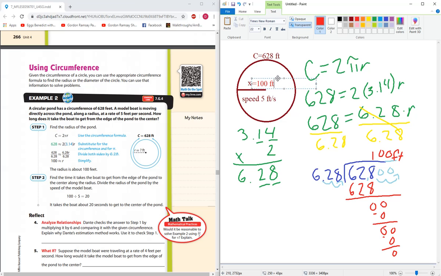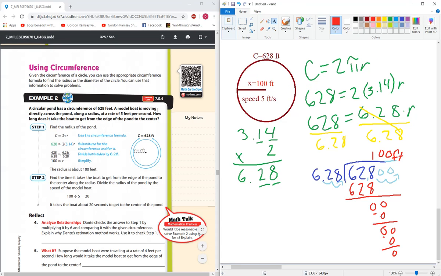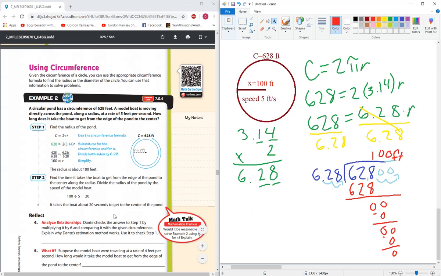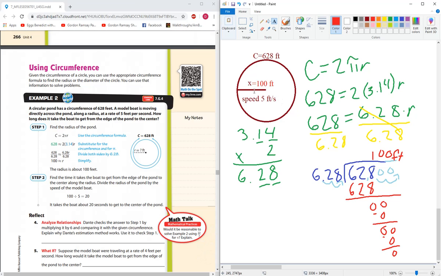But we're not done yet, right? The final question is, how long does it take to get the boat from the edge of the pond to the center? So right now, we know that this boat has to go 100 feet, going 5 feet per second. How many seconds does it take? Well, if you remember how speed works, you're just going to divide the distance by the speed, and it'll give us our seconds. And I'll show you how that works.